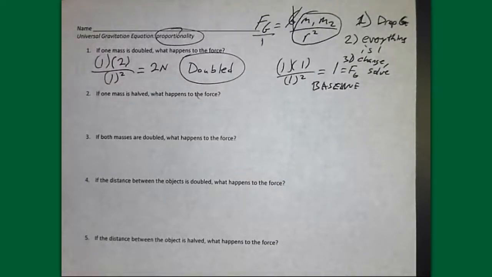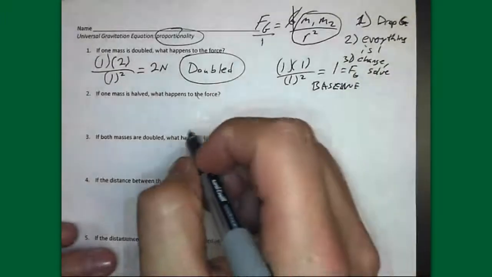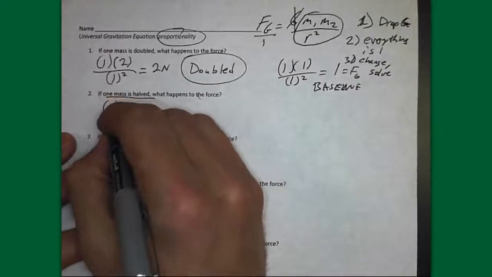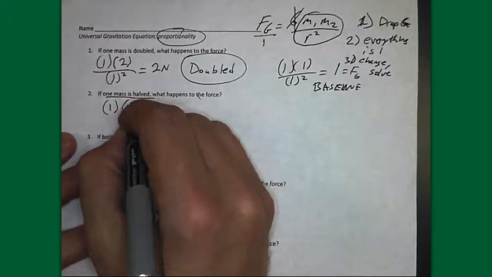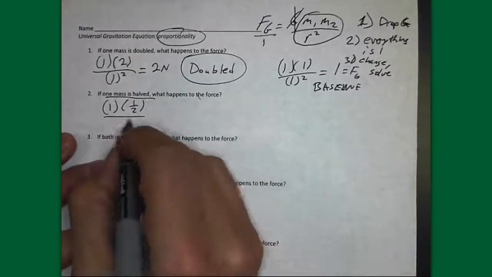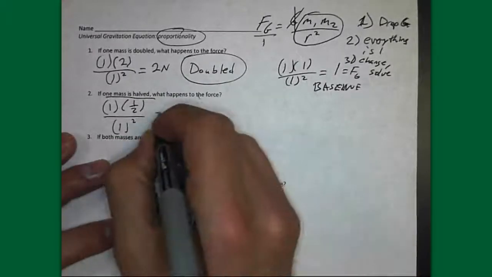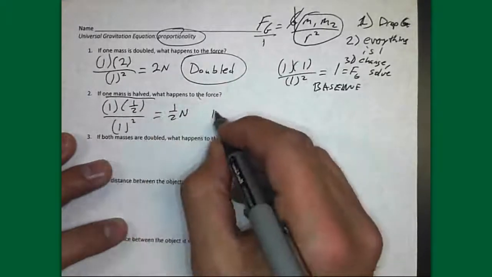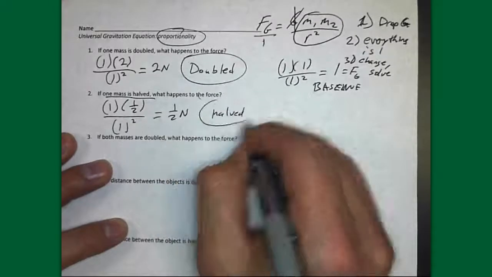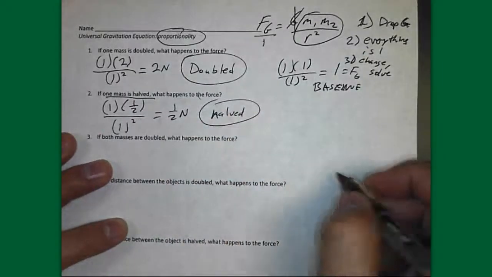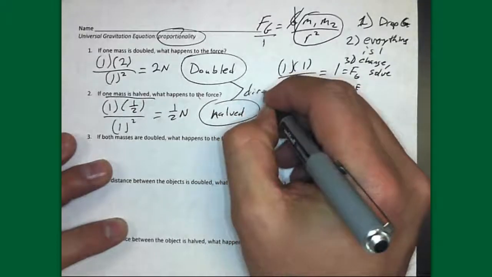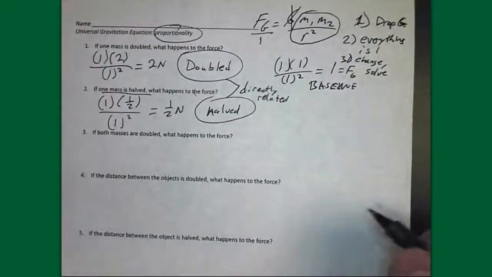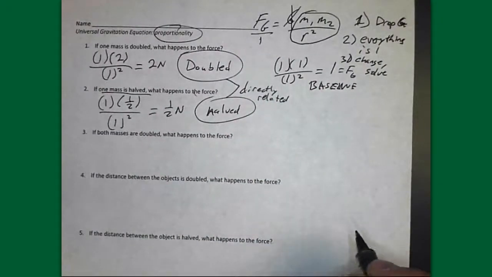All right, with number 2, we started with a baseline of 1, and then let's change what they want us to change. If one mass is halved, well, keep the first one, halve the other one, so instead of 1, we get 1/2, and R stays the same. This gives me a force of not 1, but 1/2 newton. So if we halve one of the masses, that means the force is also halved. So that's the answer there. And that means with these two, the mass is directly related, or directly proportional, to the force of gravity. Let's look at the third one.